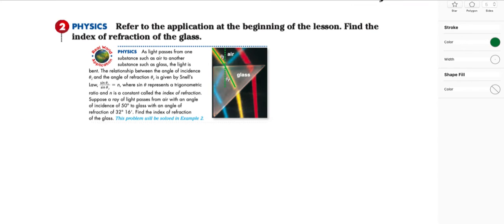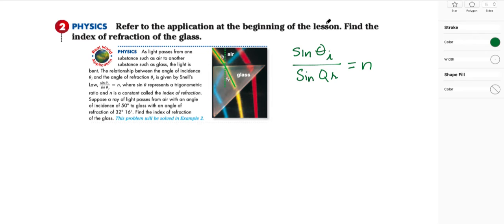So here in example 2, we're going to be talking about the example from the beginning of the chapter. We see that we are dealing with this concept called Snell's law, which is that the sine of the angle of incidence over the sine of the angle of refraction is equal to some constant n, where the sine represents a trigonometric ratio and n is a constant called the index of refraction. So here we have light coming in, shining through the air at a particular angle, and that is the angle of incidence, and then we have the angle of refraction as it shines through glass.